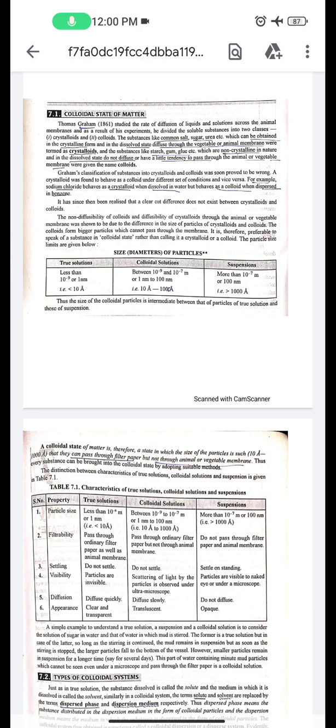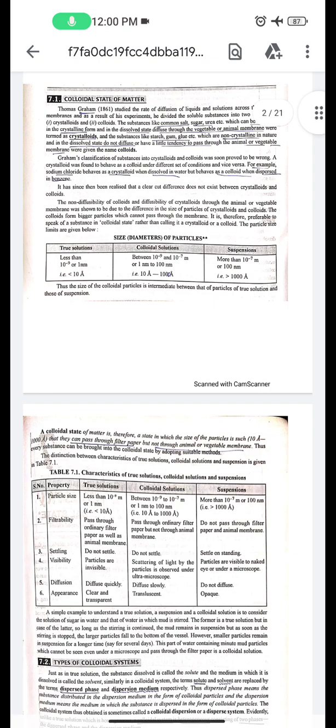Here we will read about colloidal states of matter. Article 7.1 Colloidal states of matter. Thomas Graham studied the rate of diffusion of liquids and solutions across the animal membranes, and as a result of his experiments he divided the soluble substances into two classes.